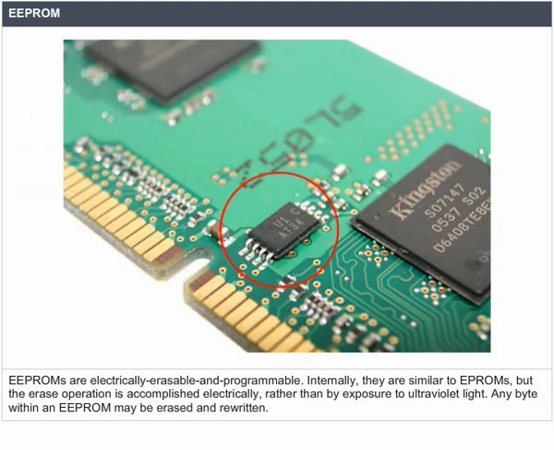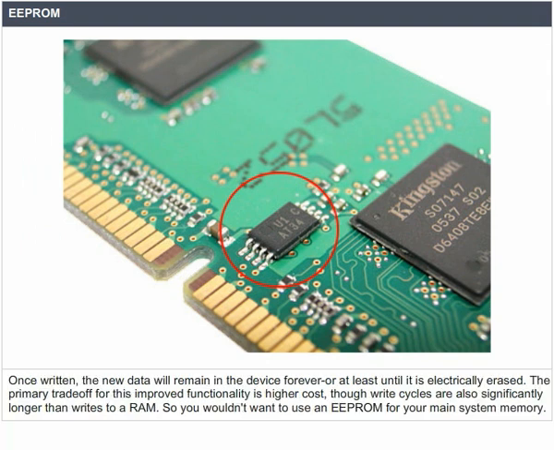EEPROM. EEPROMs are electrically erasable and programmable. Internally, they are similar to EPROMs, but the erase operation is accomplished electrically rather than by exposure to ultraviolet light. Any byte within an EEPROM may be erased and rewritten. Once written, the new data will remain in the device forever, or at least until it is electrically erased. The primary trade-off for this improved functionality is higher cost.